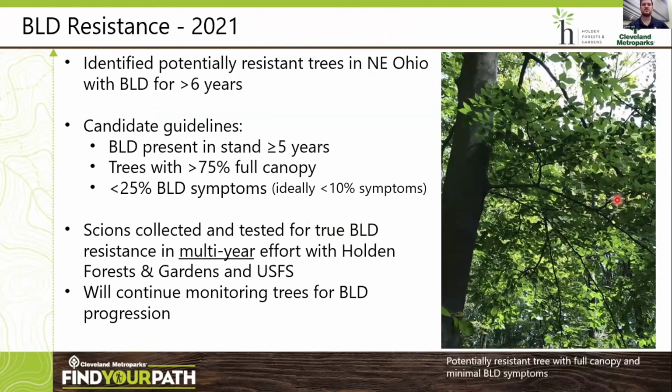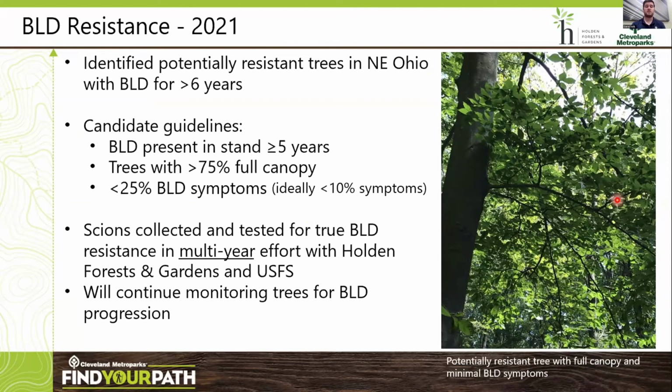So I just want to end with this too, this beech leaf disease resistance. We are looking for potentially resistant trees that we know have been in the vicinity of BLD for over 6 years. And we have found several of those using these guidelines. So it has to be present in the stand for at least 5 years, ideally more. And those trees have to have at least 75% full canopies and less than 25% symptoms, ideally less than 10% symptoms is great. So what we've done is collected scion from those trees.